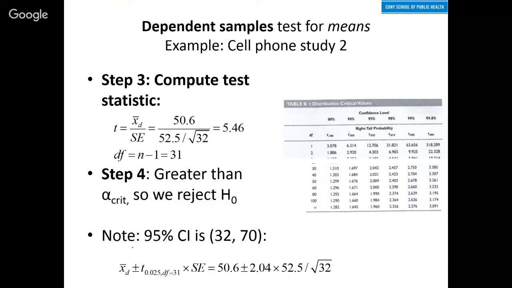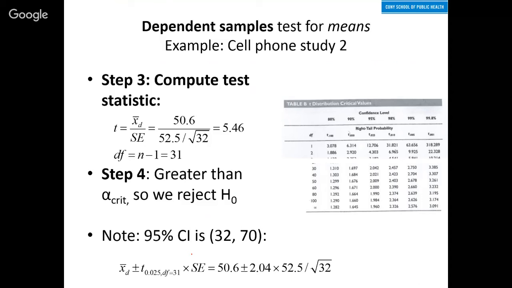All right, so getting to the end here, the number of degrees of freedom was 32 participants minus 1, 31. At t statistic of 5.46, and we reject H0, and we can also build a 95% confidence interval on the difference. So we're not using 2 different confidence intervals here. We're constructing a single confidence interval on the difference, and that is comparable to the hypothesis test.